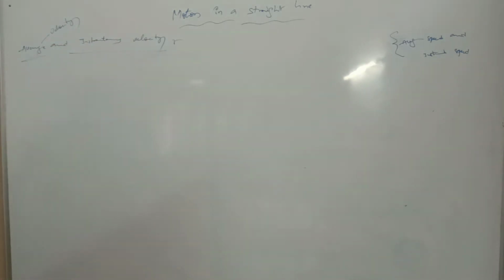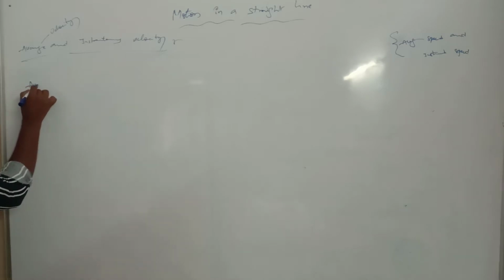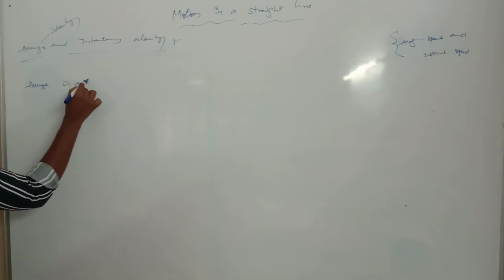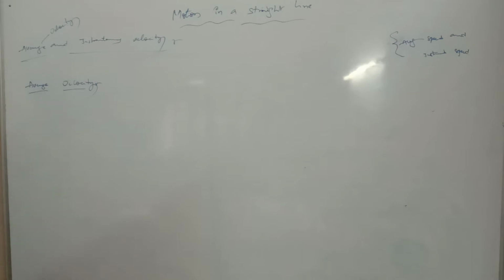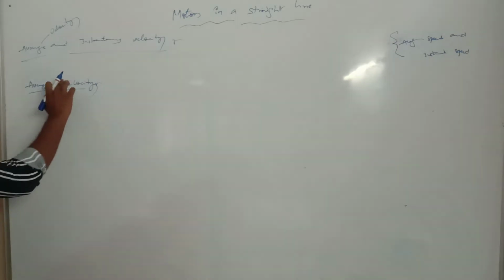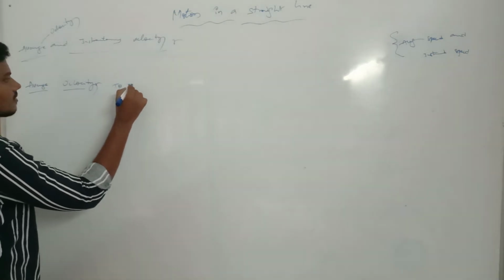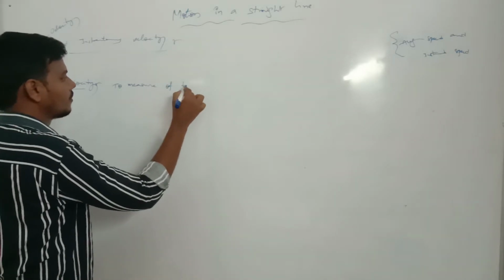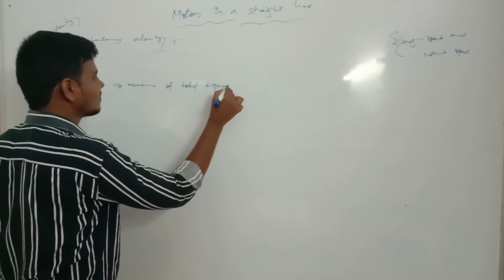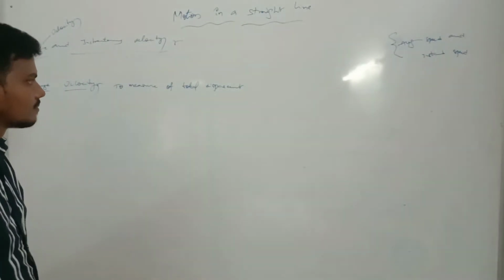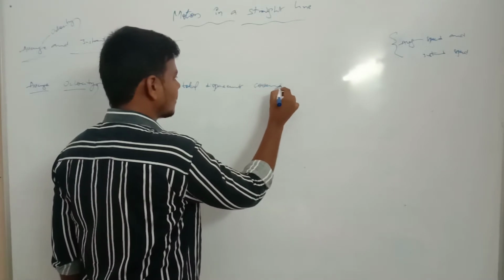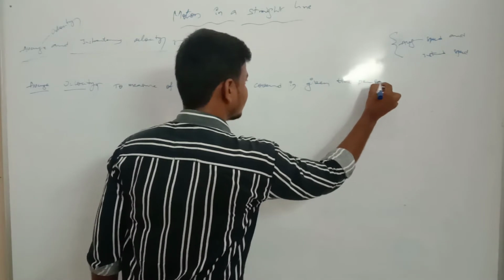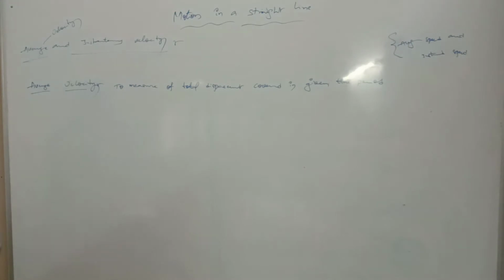Now, what is the definition of average velocity? Average velocity is the measure of total displacement covered in a given time period.